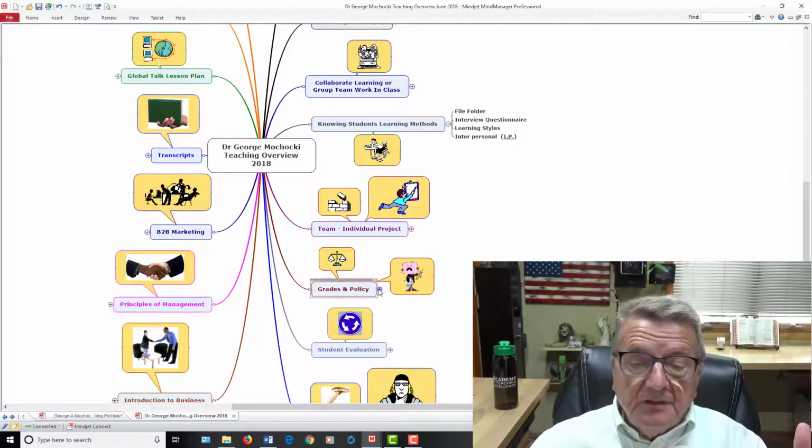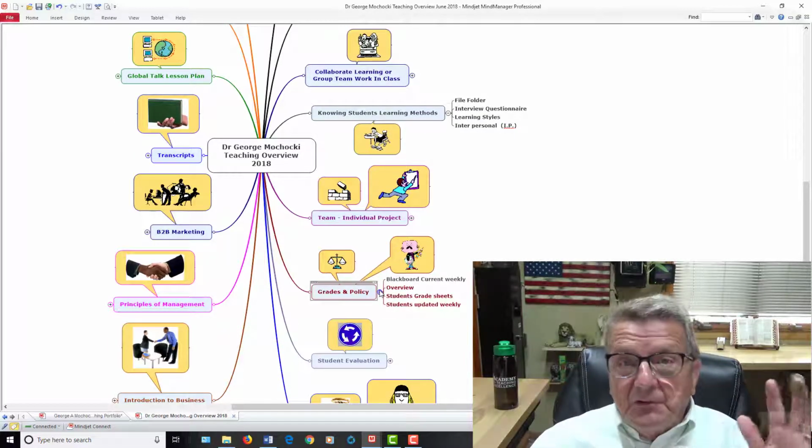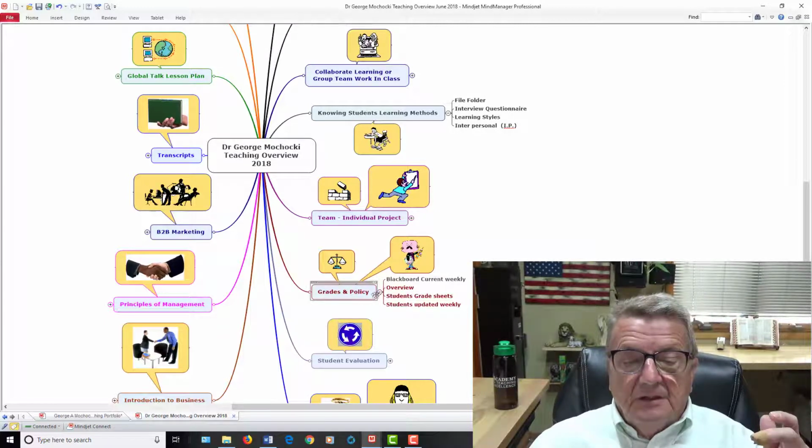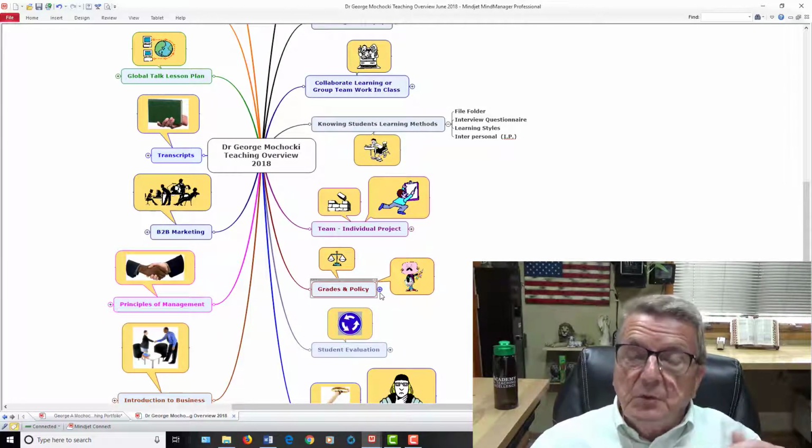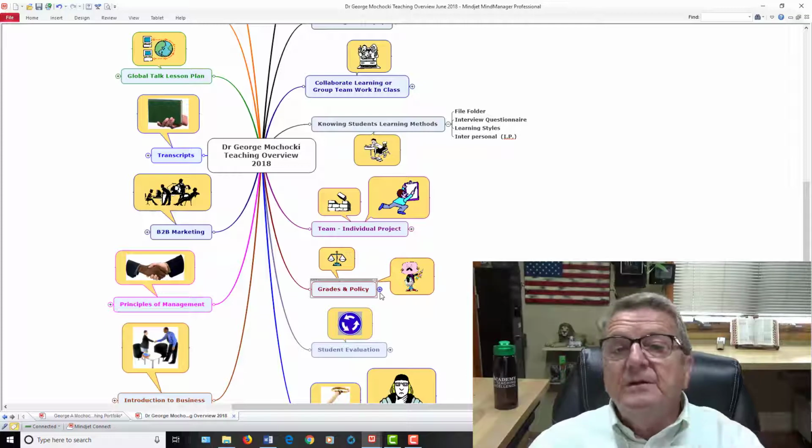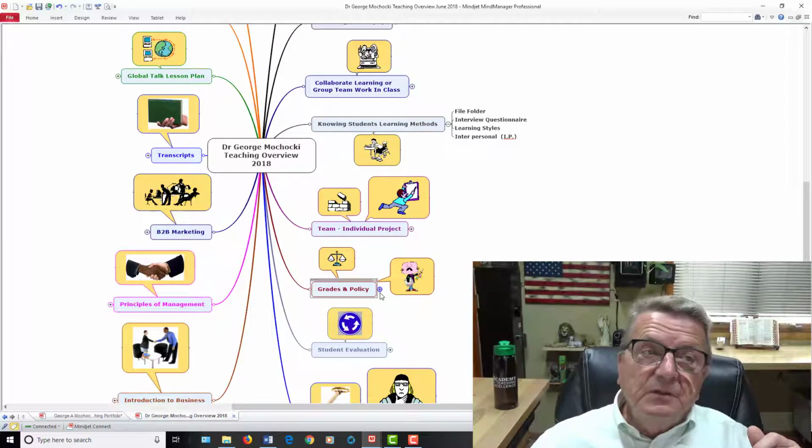I look at the grading policies. There's more to this, but all my grades are on Blackboard. They have the current grades, the points. I keep that up after they complete the task, within 48 hours.